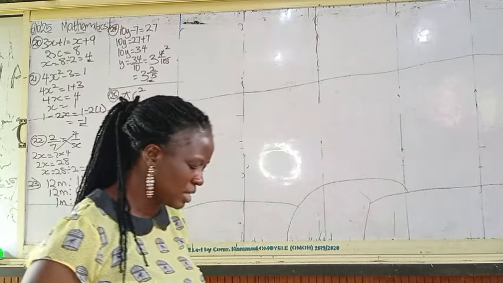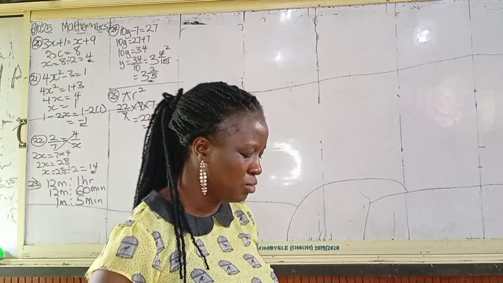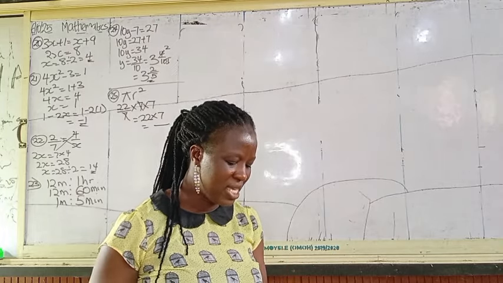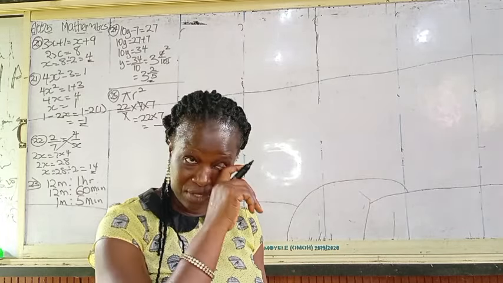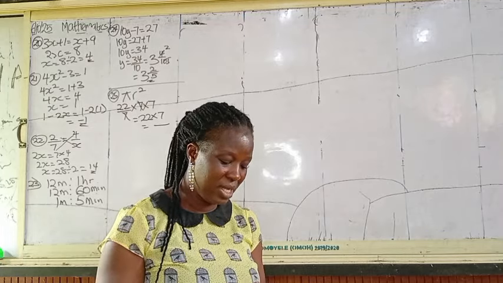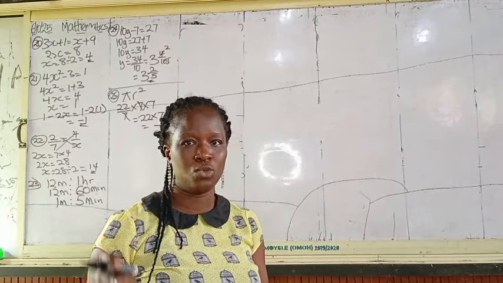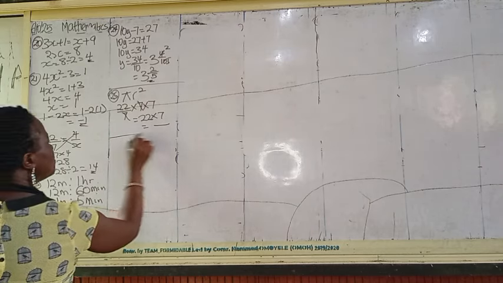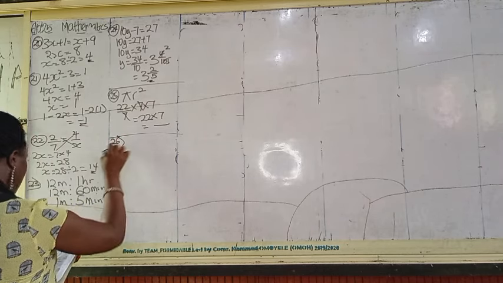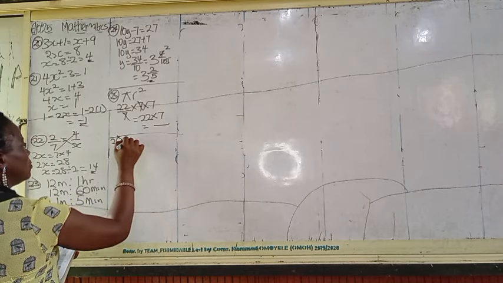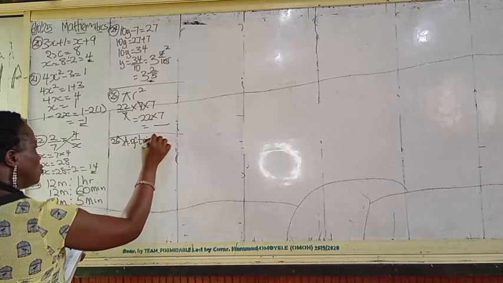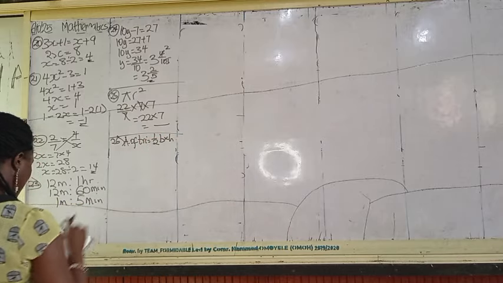Number 26 says, calculate the area of a triangle whose height is 8 centimeter and base is 6 centimeter. And what is the formula for finding the area of a triangle? It is 1 over 2 base times height. So we need that formula. Number 26. So area of a triangle is what? 1 over 2 base times height.